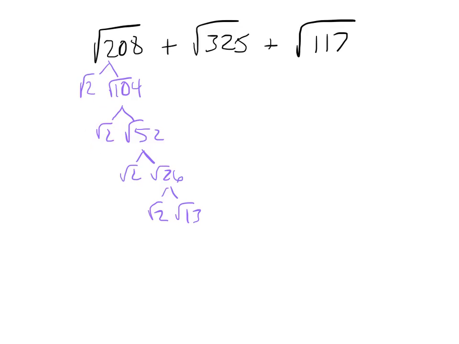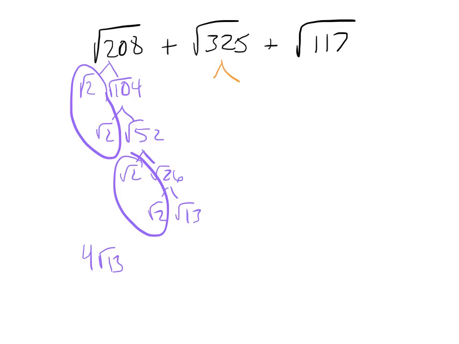So now I have these 4 root 2's. What I'm going to do is pair them up, those root 2's and those root 2's, because I know when I multiply those together, I'm just going to get whole 2's. And that's going to give me 4 root 13. So I know then that root 208 simplifies to be 4 root 13.